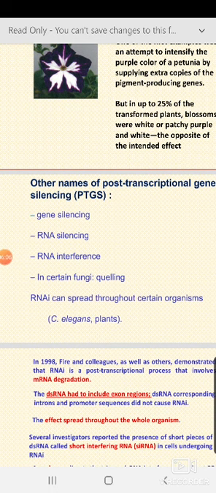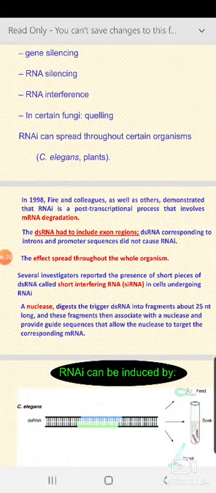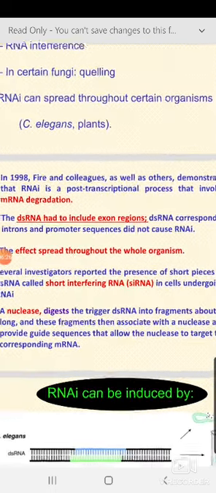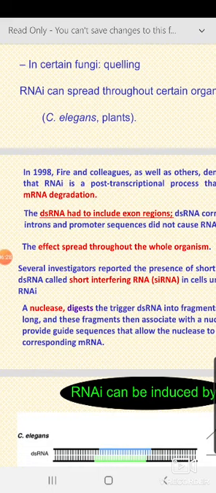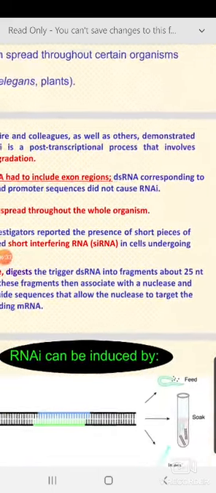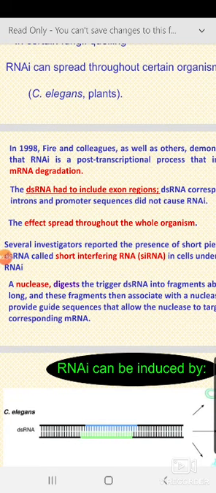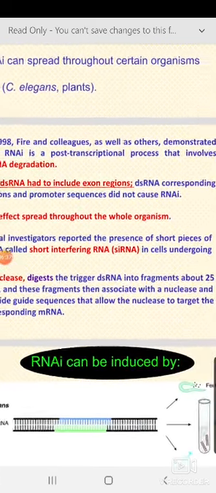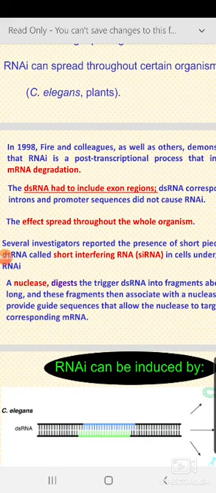So far, the information I wanted to tell you is that double-stranded RNA plays a crucial role in gene silencing. That's post-transcriptional gene silencing. Let's come to the mechanism. What is the function? What are the steps involved here? In 1998, Fire and colleagues, as well as other scientists, demonstrated that RNA interference is a post-transcriptional process that involves mRNA degradation. That means at which level is the silencing happening? They cause the degradation of mRNA.